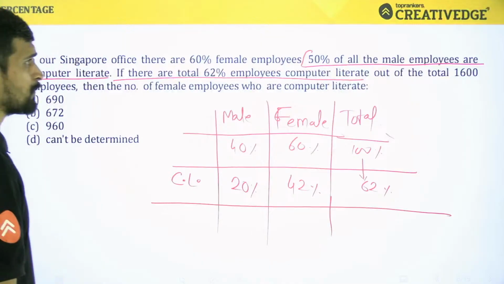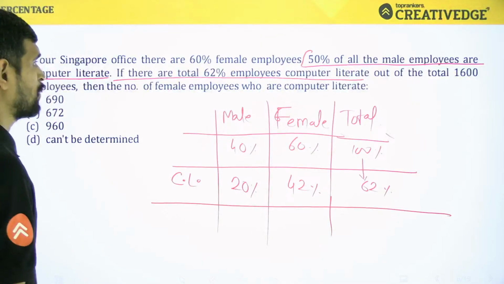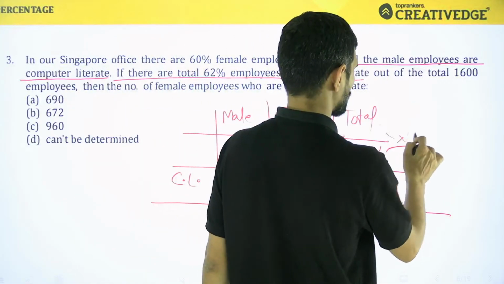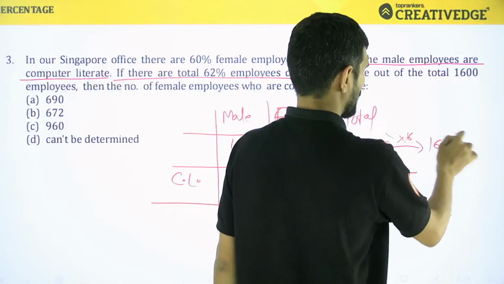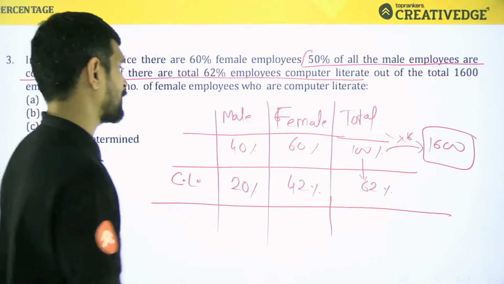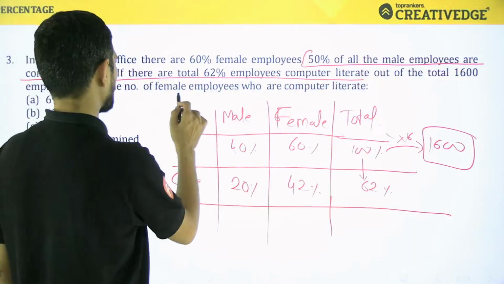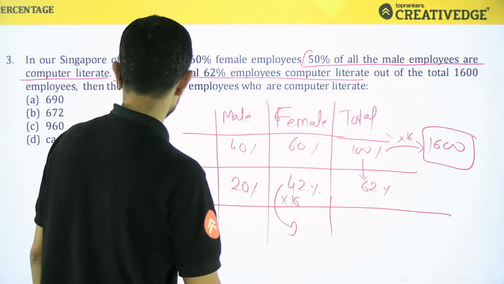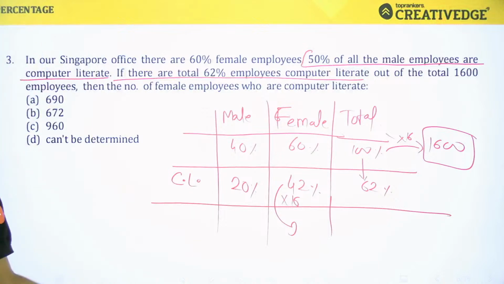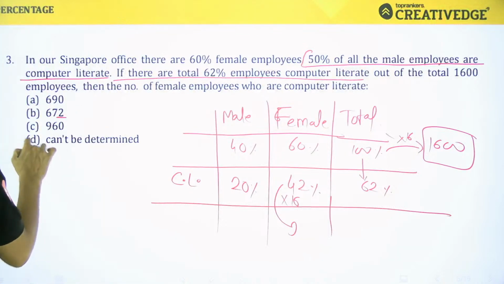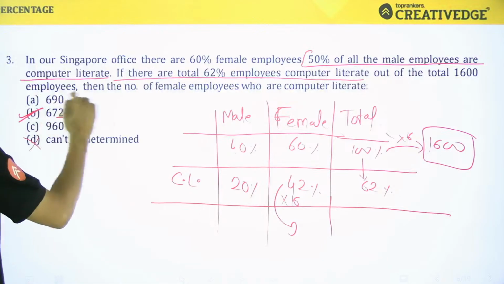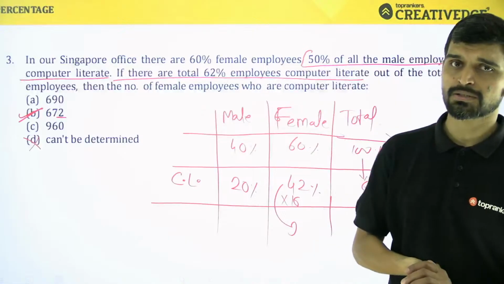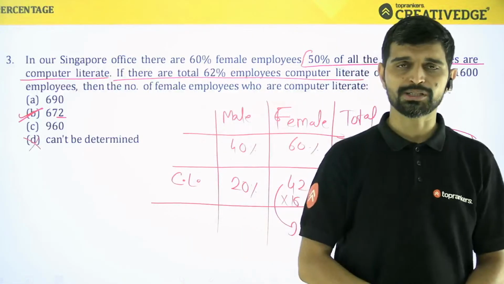Okay. What we know now is total employees who are computer literate is 1600. So this 100 needs to be multiplied by 16. So that makes us 1600. And we need to find out फीमेल एम्प्लॉइज का नंबर जो कंप्यूटर लिटरेट है, तो multiply this number by 16. 16 into 2, 32, unit place पर 2. Only option cannot be determined होगा नहीं because we can calculate the answer. All right everyone, so with this we are able to solve this particular question as well.